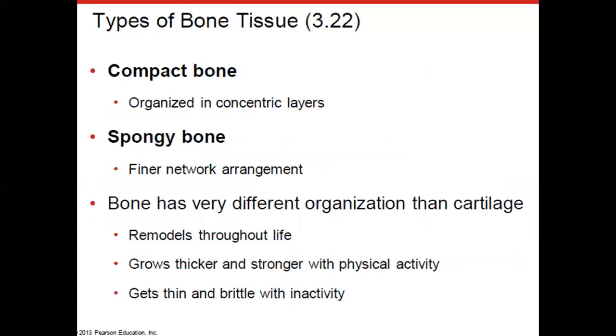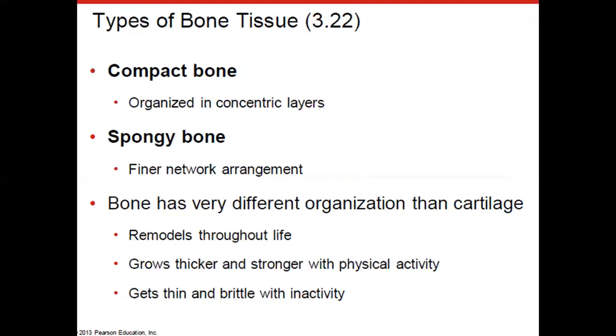And there are two types of bone: compact bone and spongy bone. You'll see compact bone also labeled or identified as cortical bone. It's organized into concentric layers. And then spongy bone, or cancellous bone, has a network of tiny arches of bone.